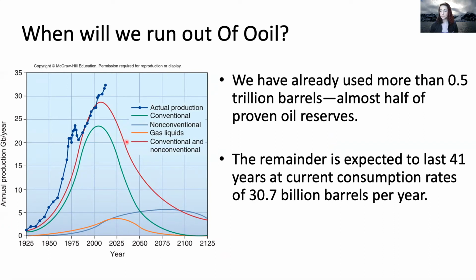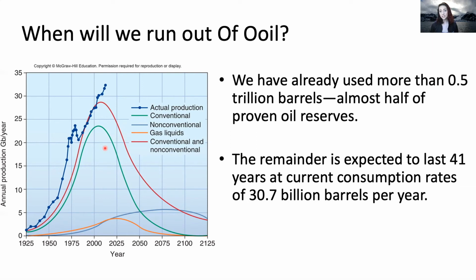And we see by and large that we've already exceeded the peak of oil production. That occurred in the year about 2000. And so sitting right about here, this present day, we're already past the point of that peak oil production. So we've already used more than half a trillion barrels, almost half of all proven oil reserves today. The remainder of that oil is expected to last about 41 years at current consumption rates.